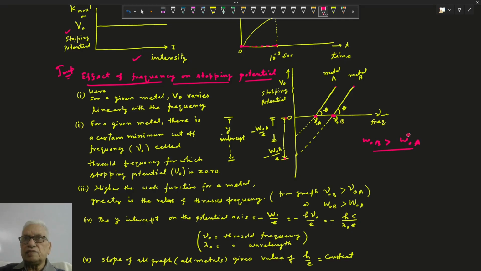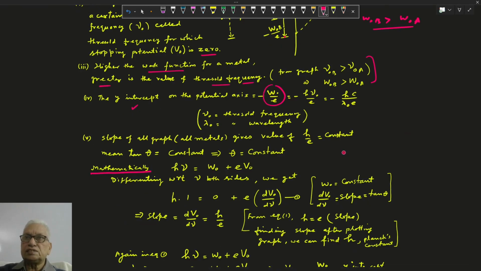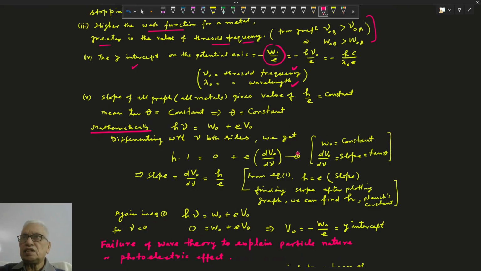Here, for a given metal, V naught varies linearly with the frequency, but below this threshold frequency there is no graph existing. Stopping voltage required is 0. The higher the work function, the greater the value of the threshold frequency, and the y-intercept is given by work function divided by the electron charge e. Work function is h nu naught or hc by lambda naught. Nu naught is the threshold frequency, lambda naught is the threshold wavelength. This is the minimum, this is the maximum. And the slope of all the curves, h by e, is constant.